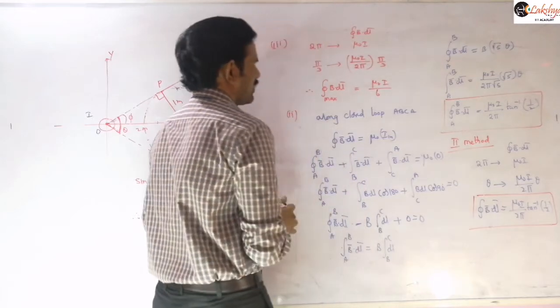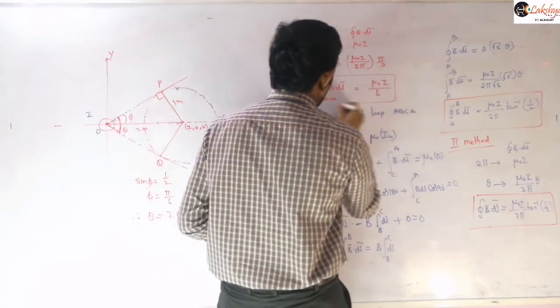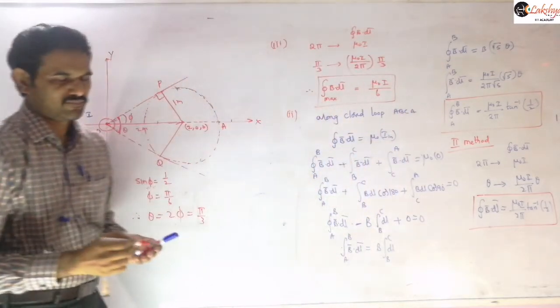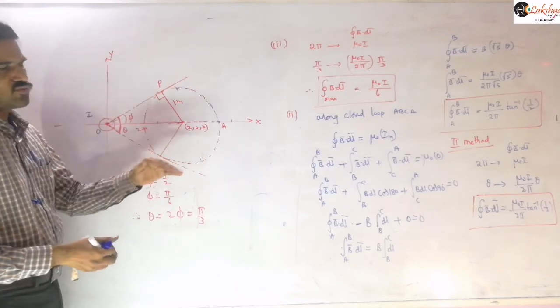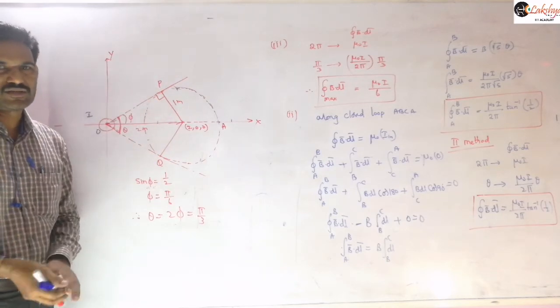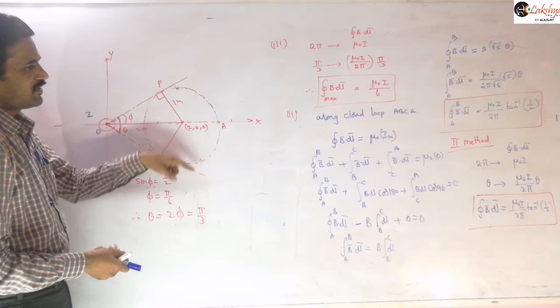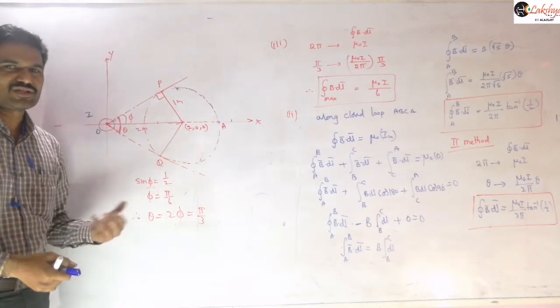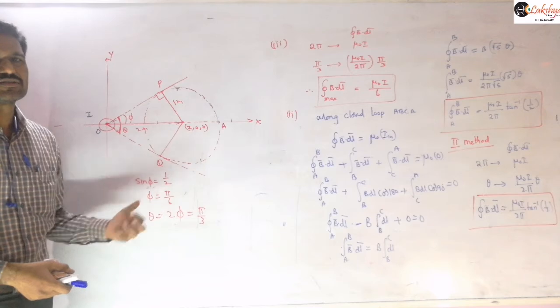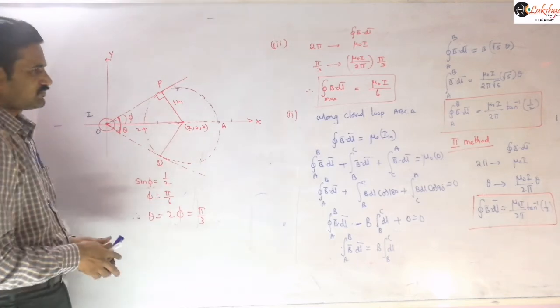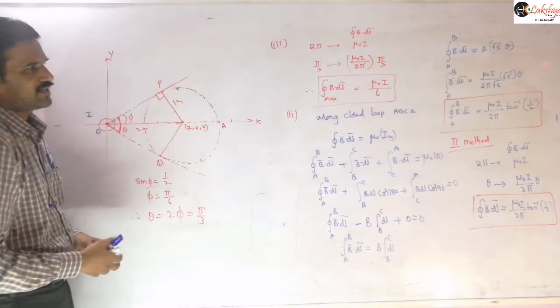Yes, mu naught I by 6, that pi will be cancelled, so this will be the maximum possible value. Is it clear? You just need to draw the tangents from this so that it touches the circle at some point. Then for that path, you will get the maximum value if you take that integral of b bar dot dl bar. So you can simply calculate like this.